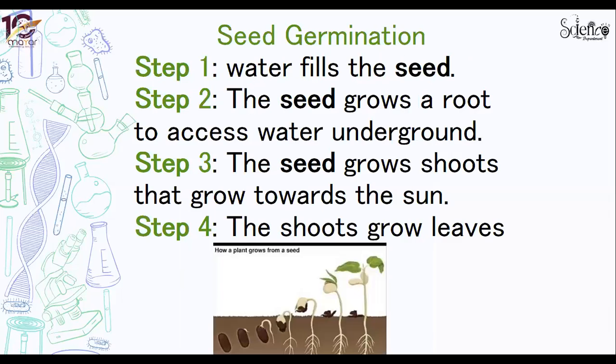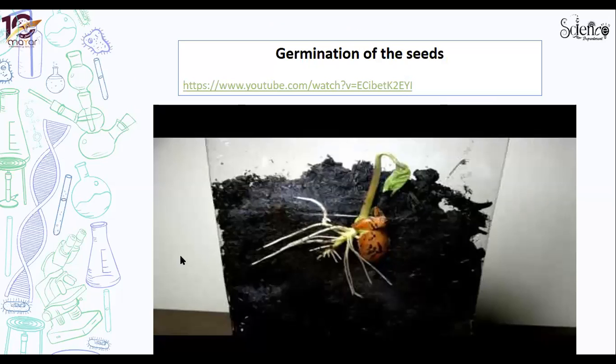In the video that I showed you yesterday, we saw how the seeds grow. So the steps: number 1, the seed is filled with water. Number 2, the root grows. Number 3, the shoot or the small stem. Then the leaves. I'm going to show you the video again.